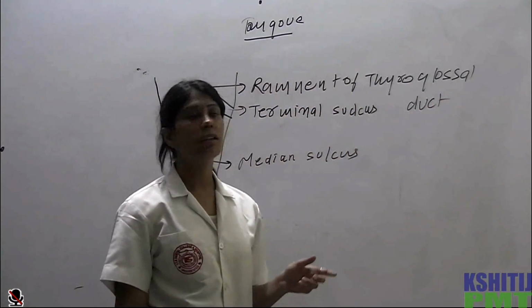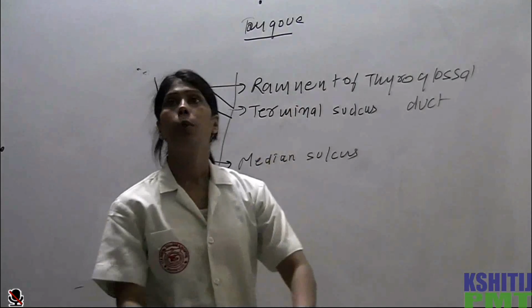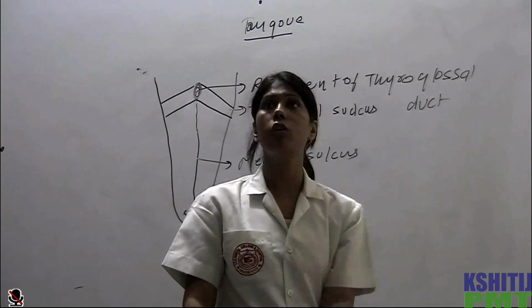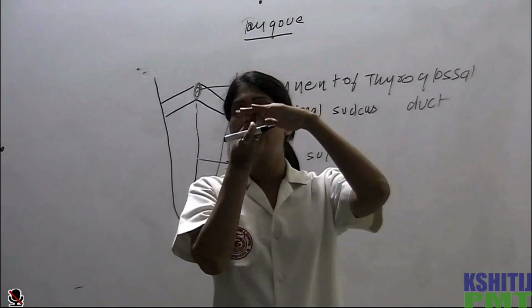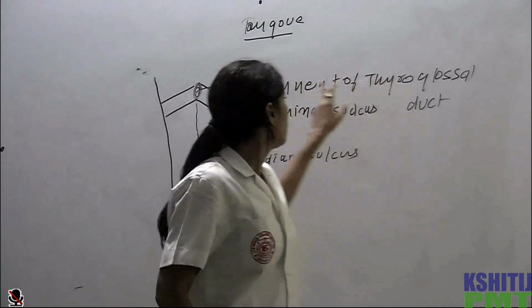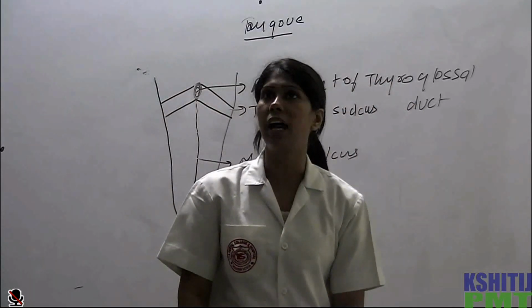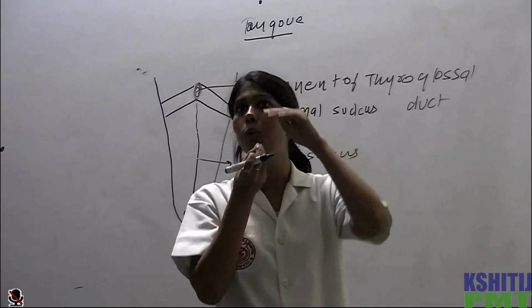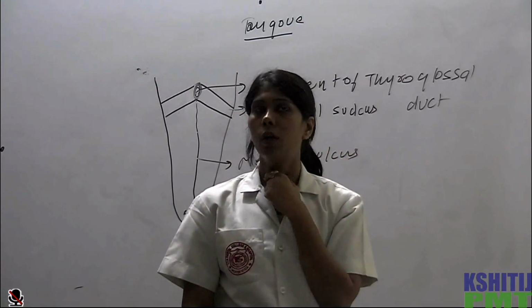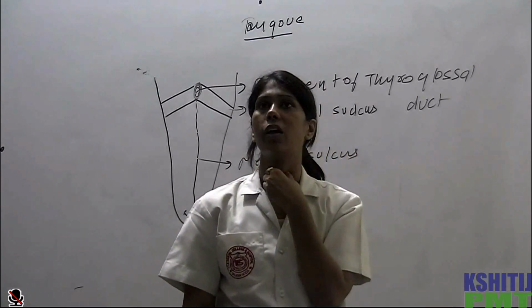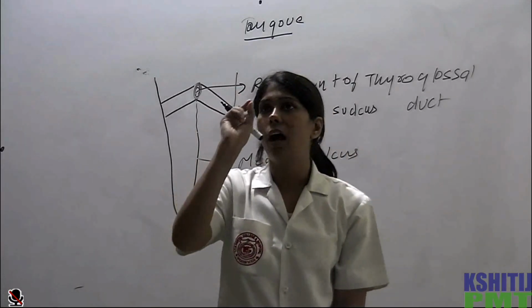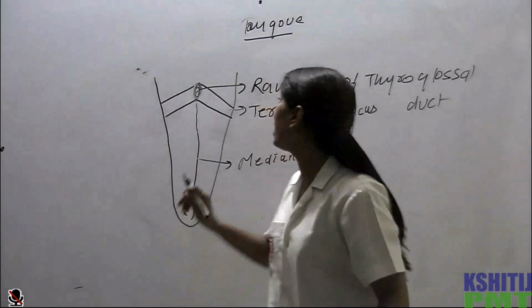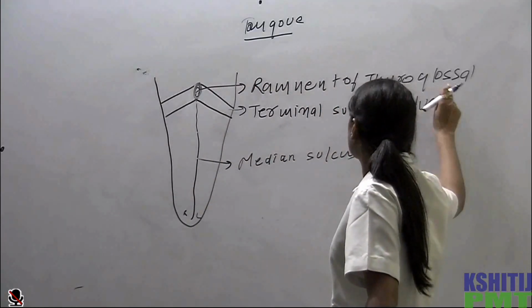It is the remnant of the thyroglossal duct. At the time of embryo formation, our tongue is attached with the thyroid gland. After that, this thyroid gland descends down and comes to the neck part. So a mark is left there. That mark is the remnant of the thyroglossal duct.